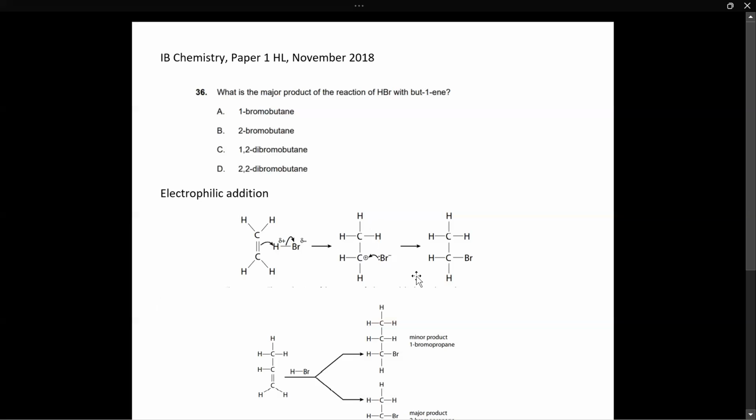So this bromine now has a pair of electrons. It has a negative charge on it. So this bromine, which has too many electrons, is looking for someone to share these electrons with. And well, what do you know? You have a perfect match over here.